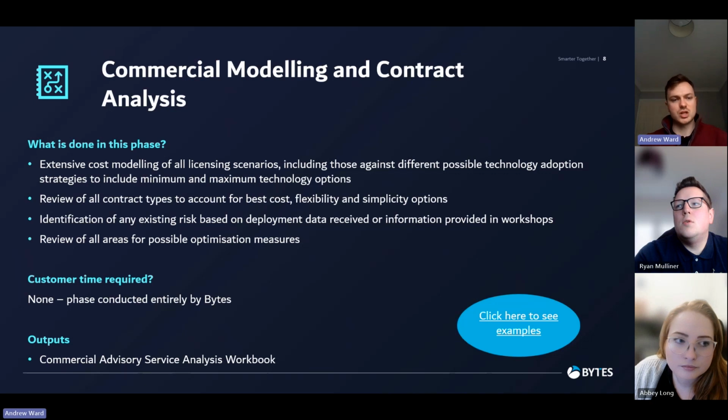Take a retailing organization. I always use it as a great example. Typically your store workers, your frontline workers down on the shop floor, may not necessarily need the same licensing plans as people sitting in your finance department. But it's important that you know that a one size fits all is rarely the case when we're looking at our Microsoft renewals. So what we're looking to understand is the best contract types for you, which give you the best cost and the best flexibility and the best options that exist for you.